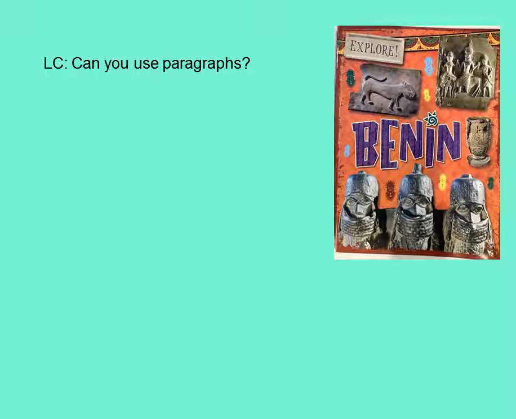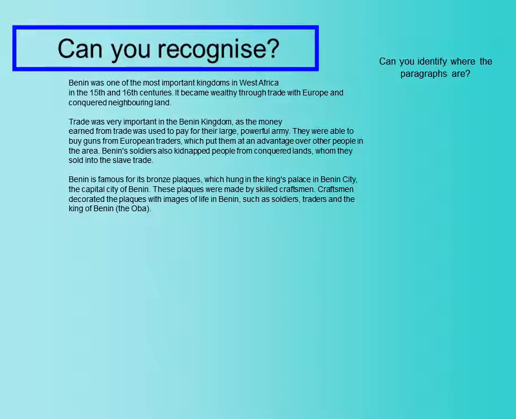Today you're going to be having a look at paragraphs and the use of paragraphs. So can you recognise what a paragraph is? How many paragraphs can you see here in this text? So you can see that there are 3 clear paragraphs and that there is a blank line in between each of these paragraphs.